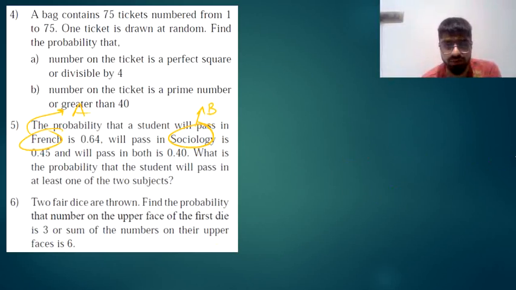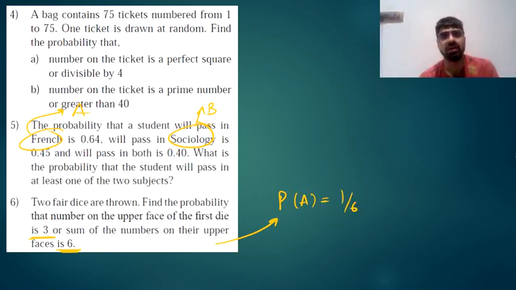So for the sixth question we have two fair dice are thrown. Find the probability that the number on the uppermost face of the first die is 3 or the sum of the numbers on their upper faces is 6. So let's call the first event as A. P of A, you need the probability of the number on the upper face to be a 3, and for that the probability is 1 by 6. There are 6 faces, so 6 possibilities. You specifically want a 3 and that is why the probability is 1 by 6. The outcome of the second die does not affect event A, and that is why the probability of A remains as 1 by 6.